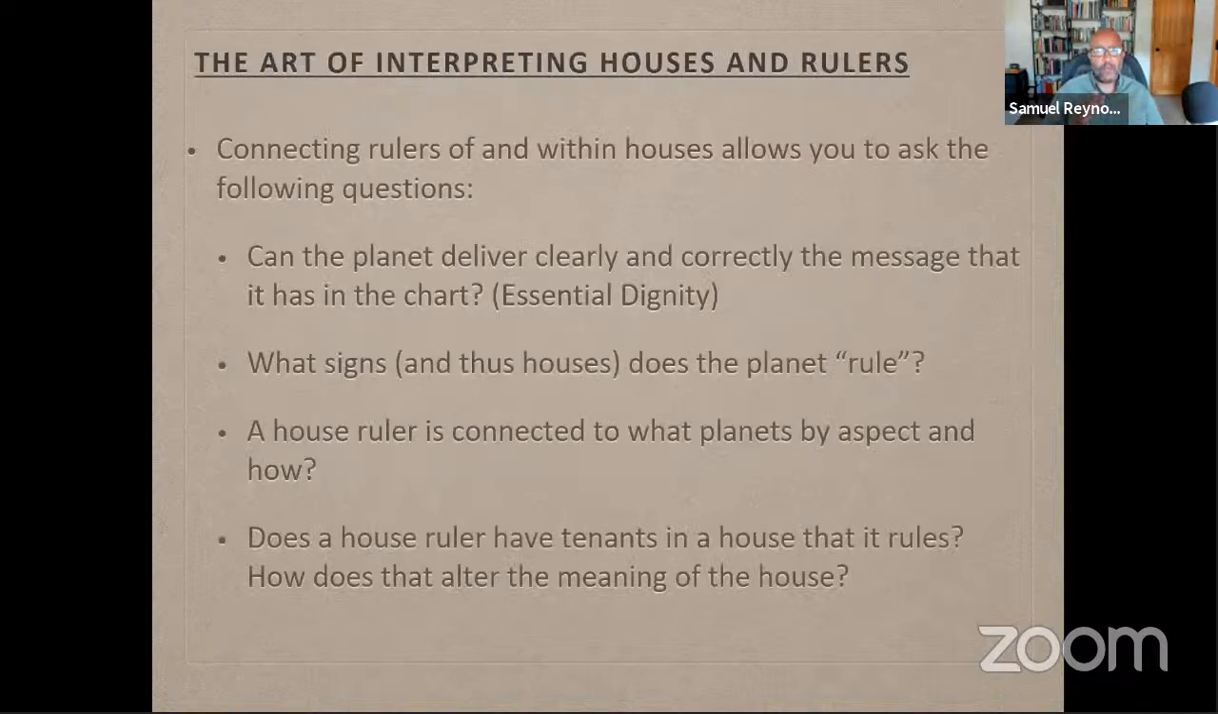So what's the art of interpreting houses and rulers? Well, you're really going to be looking at these levels of questions. Can the planet, and this is going to cover something that I haven't covered in this particular course or class, and that is the question of essential and accidental dignity. So essential dignity really answers a question, if it's like Saturn in Aquarius or Jupiter in Pisces or Mercury in Gemini: can the planet deliver clearly and correctly the message that it has in the chart? Meaning that if it's in its home, can it do and deliver what it says that it can do?